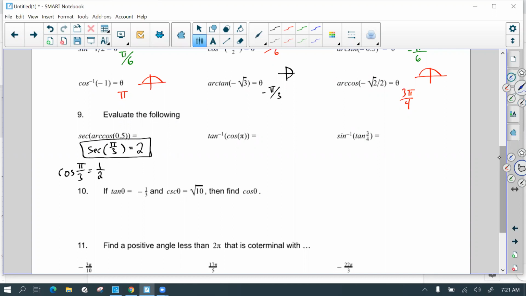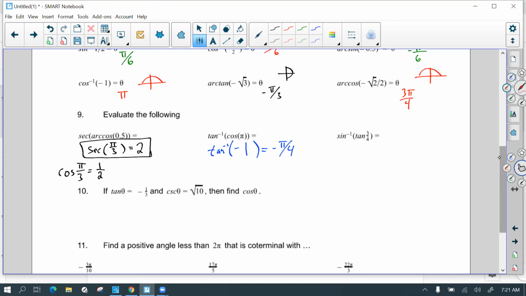For this next one, the cosine of pi is -1. And then now I have tangent inverse of -1. So what angle has a tangent of -1? That is negative pi over 4. Remember, it has to be in that range.